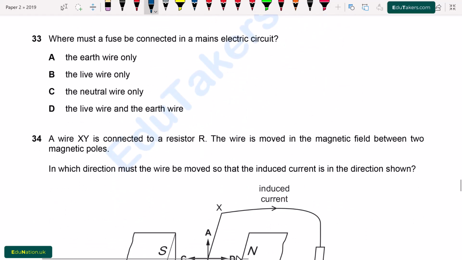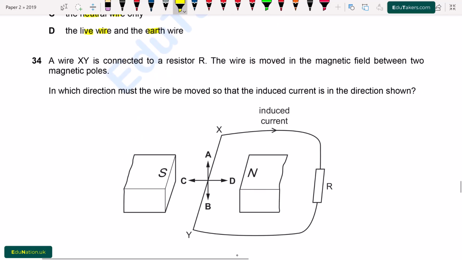Question number 33. Where must a fuse be connected in a mains electric wire? Option A. The current wire only. B. The live wire only. C. The neutral wire. D. The live wire and the earth wire. So the fuse must be connected with the live wire only. Option B is correct.